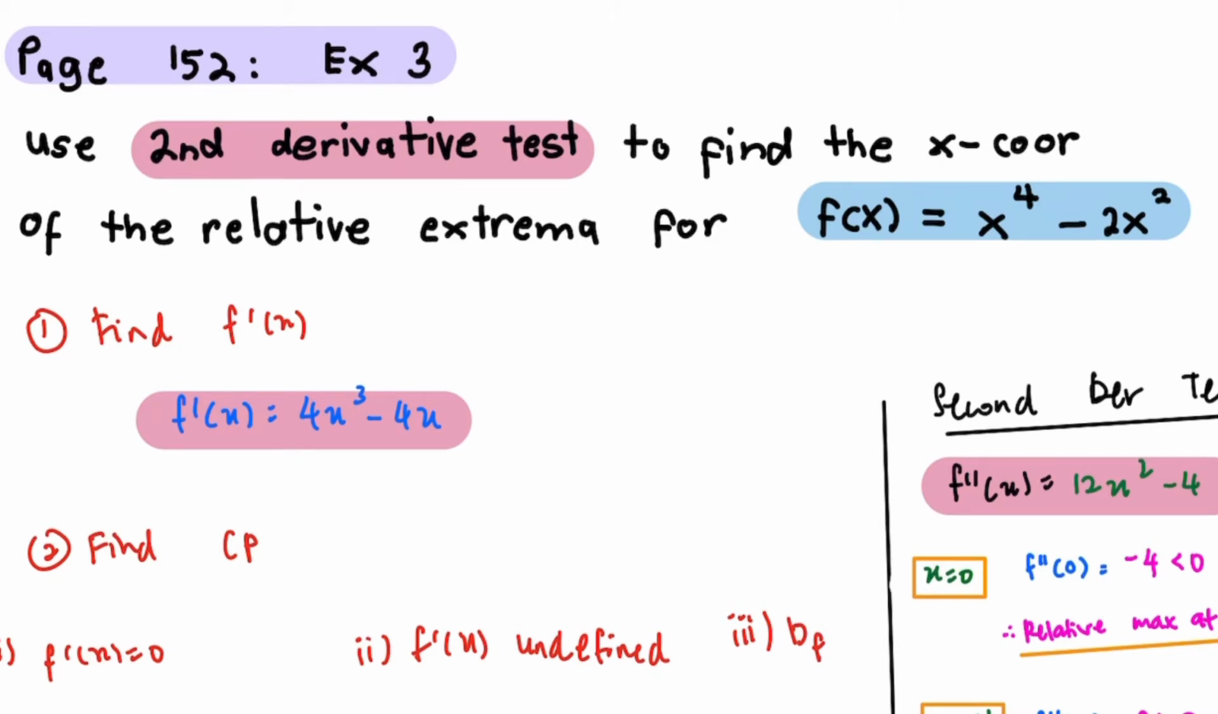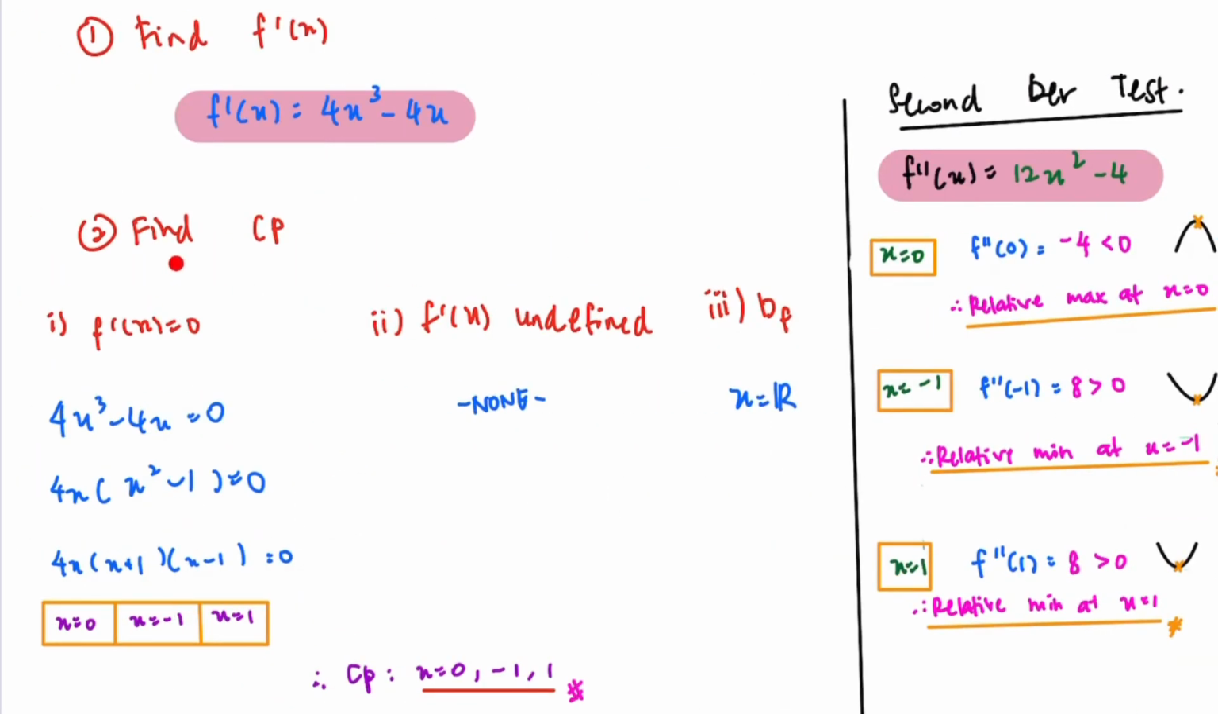First of all, let's find our f prime x. This is just the power rule, so bring down the power and reduce it by 1. So this is 4x cubed minus 4x. Secondly, let's find our critical points. The first one, let's find f prime x equal to 0. Let's take this expression and equate it to 0. Let's factorize, and then we get x equal to 0, x equal to negative 1, and x equal to 1. So keep this first.